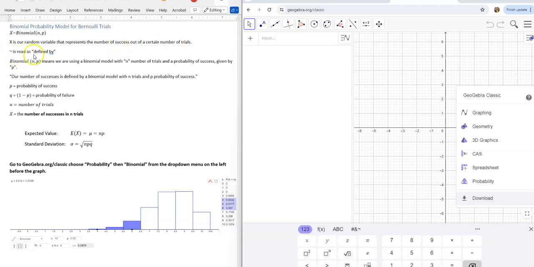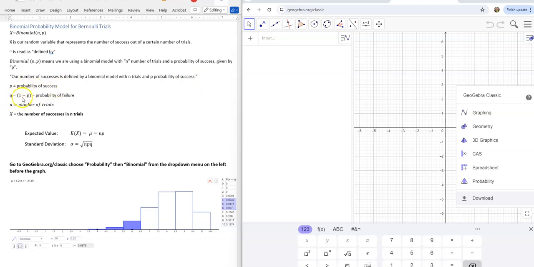And the tilde is read as "defined by." And then the binomial n comma p means we're using a binomial model with n number of trials and a probability of success given by the letter p. So I would read this as: our number of successes is defined by a binomial model with n trials and a p probability of success. P is a probability of success.